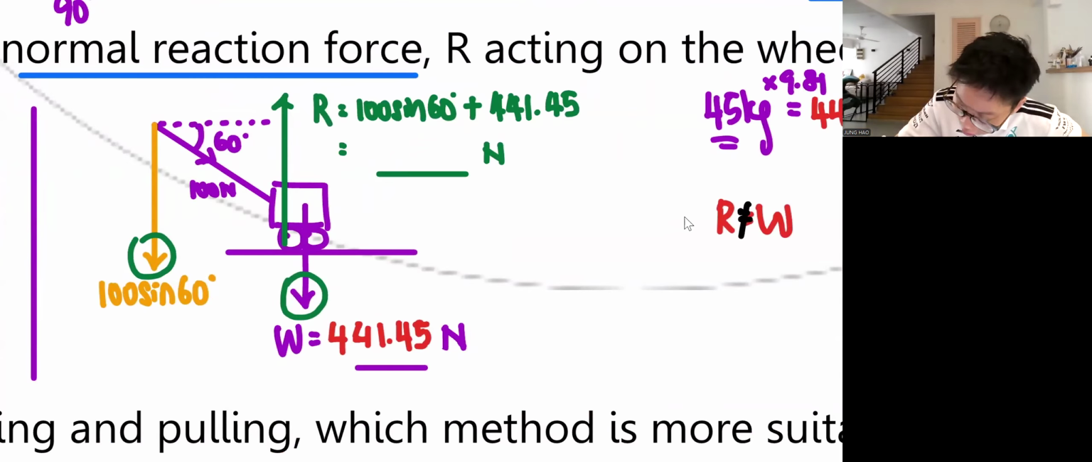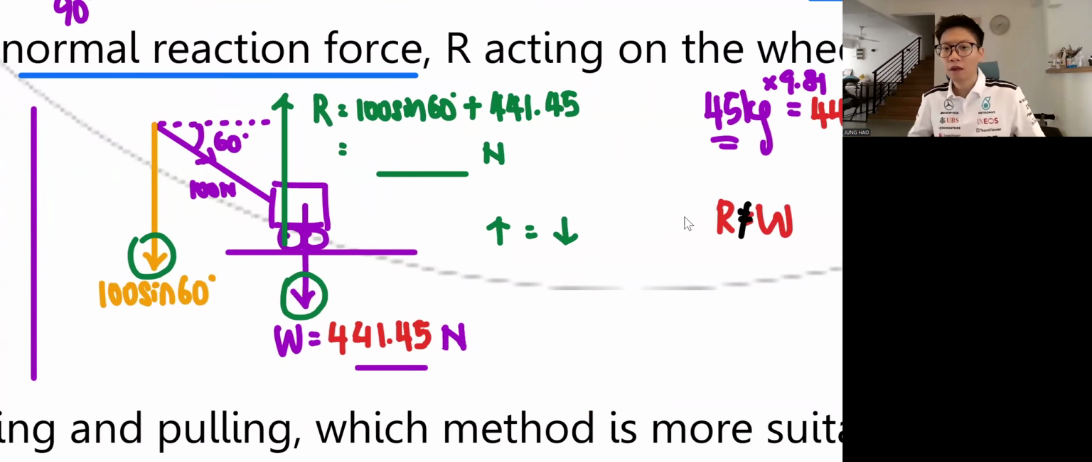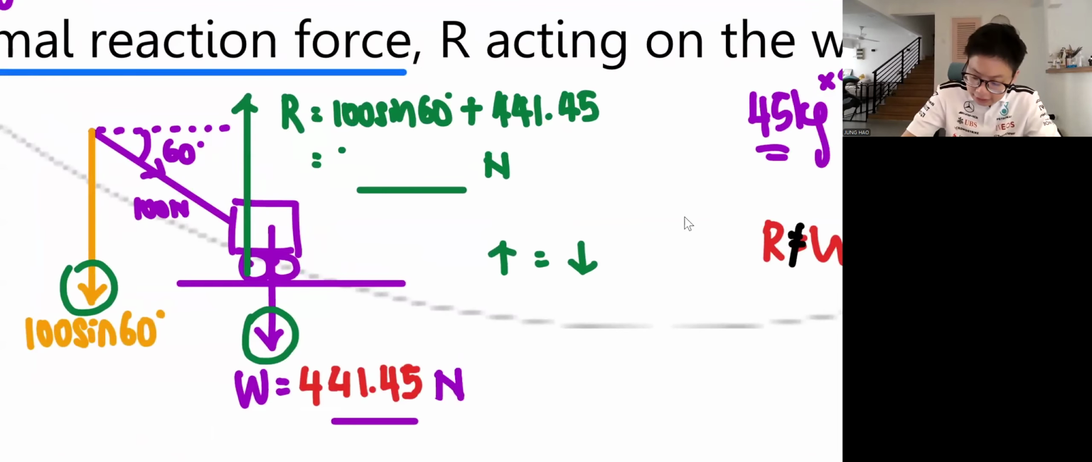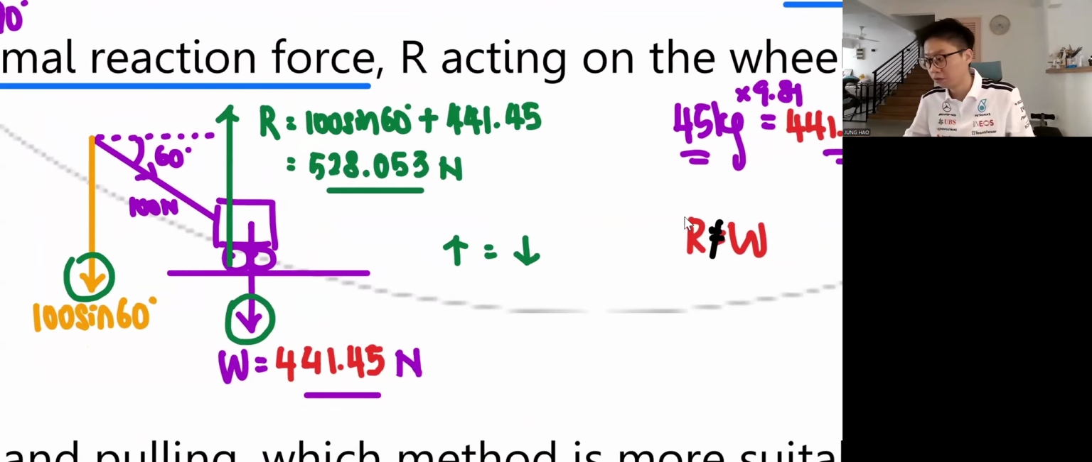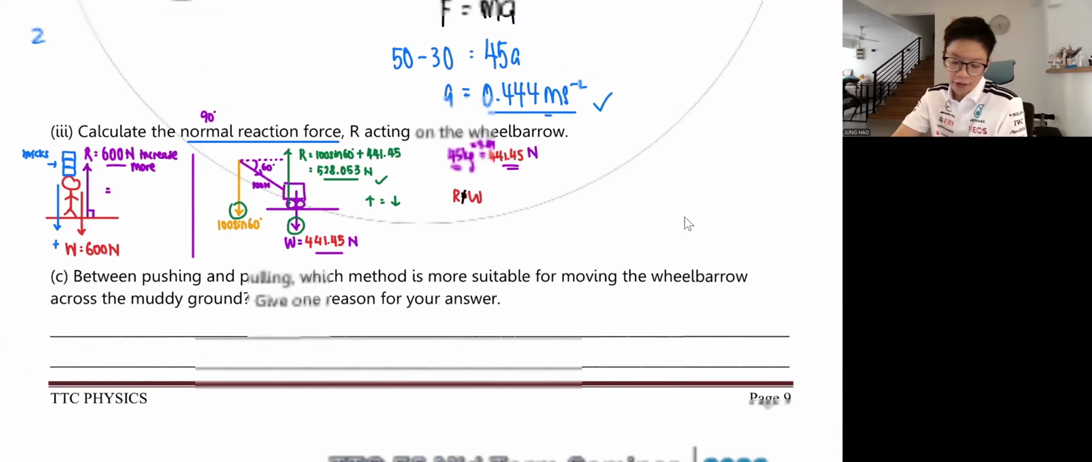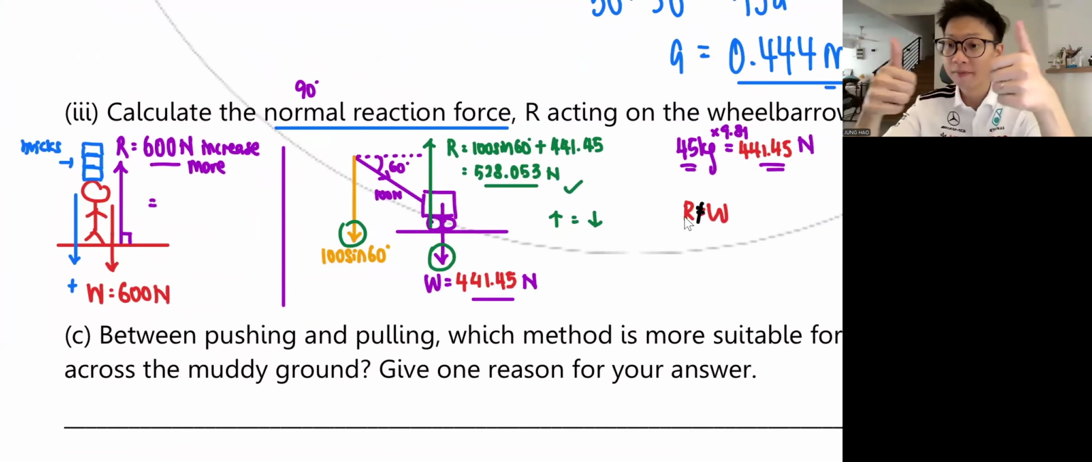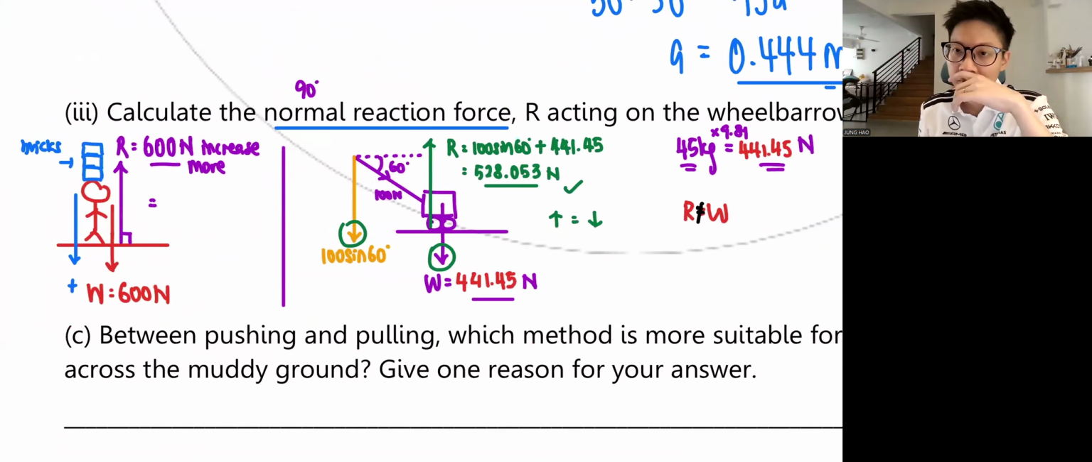Because your total going up force has to be equal to whatever is going down to balance it. Okay? So ultimately 100 sine 60 plus 441.5, we get 528.053 Newton. Okay, guys, am I correct? So therefore, this is the reaction force. Do you understand how this reaction force works? Christina? Can?